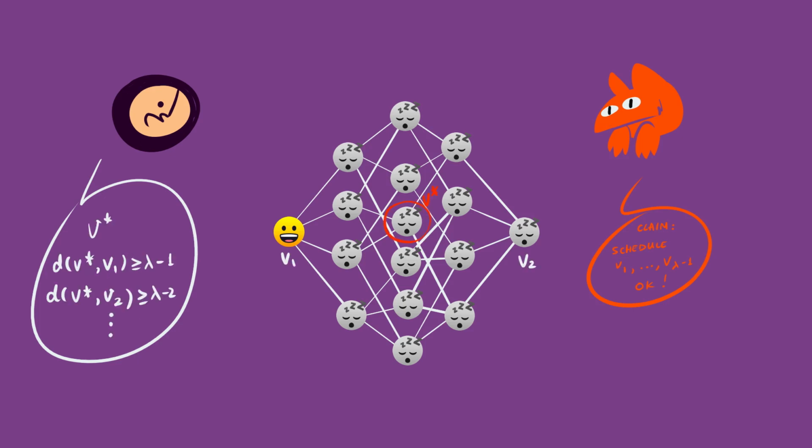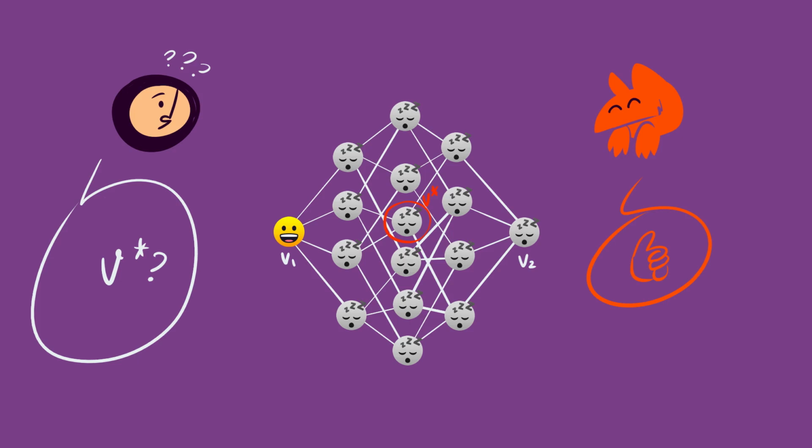I'll need to find a node v star which is far away in Hamming distance from all the nodes in your list. In particular, its distance to v1 must be at least lambda minus 1, its distance to v2 must be at least lambda minus 2, and so on. Right. But how do we find v star? It's going to depend on v1 through v lambda minus 1, and they could be anything.